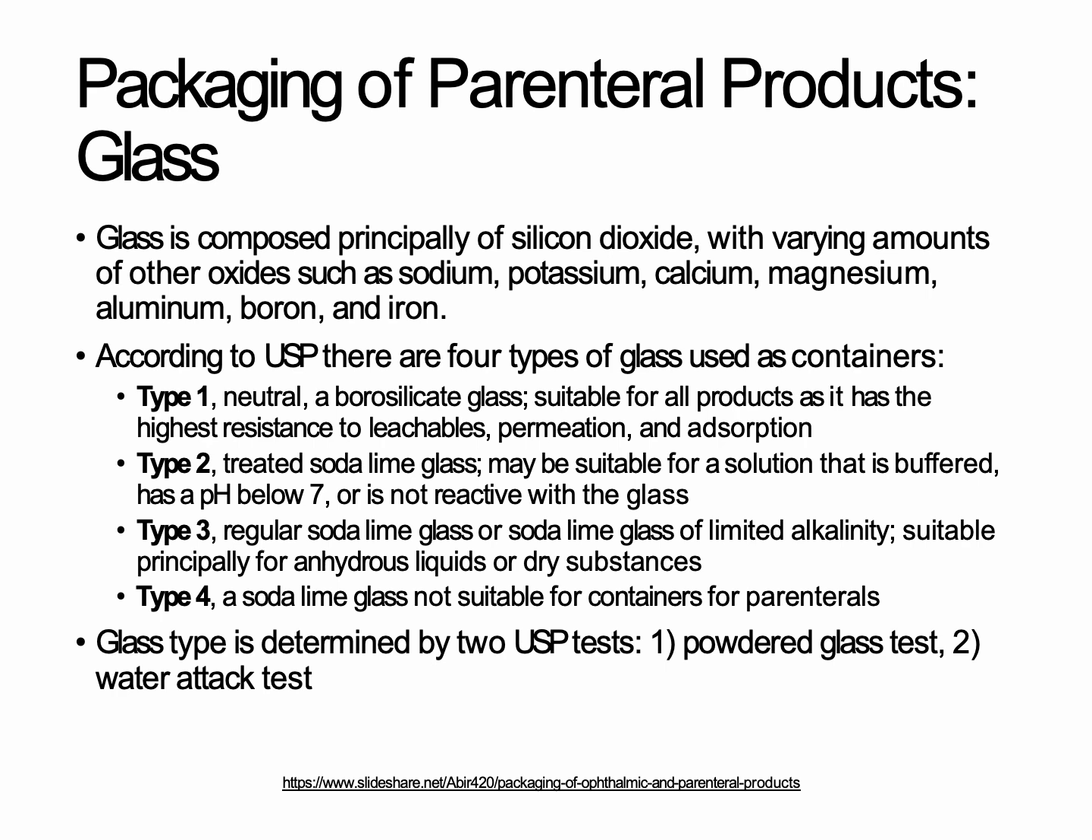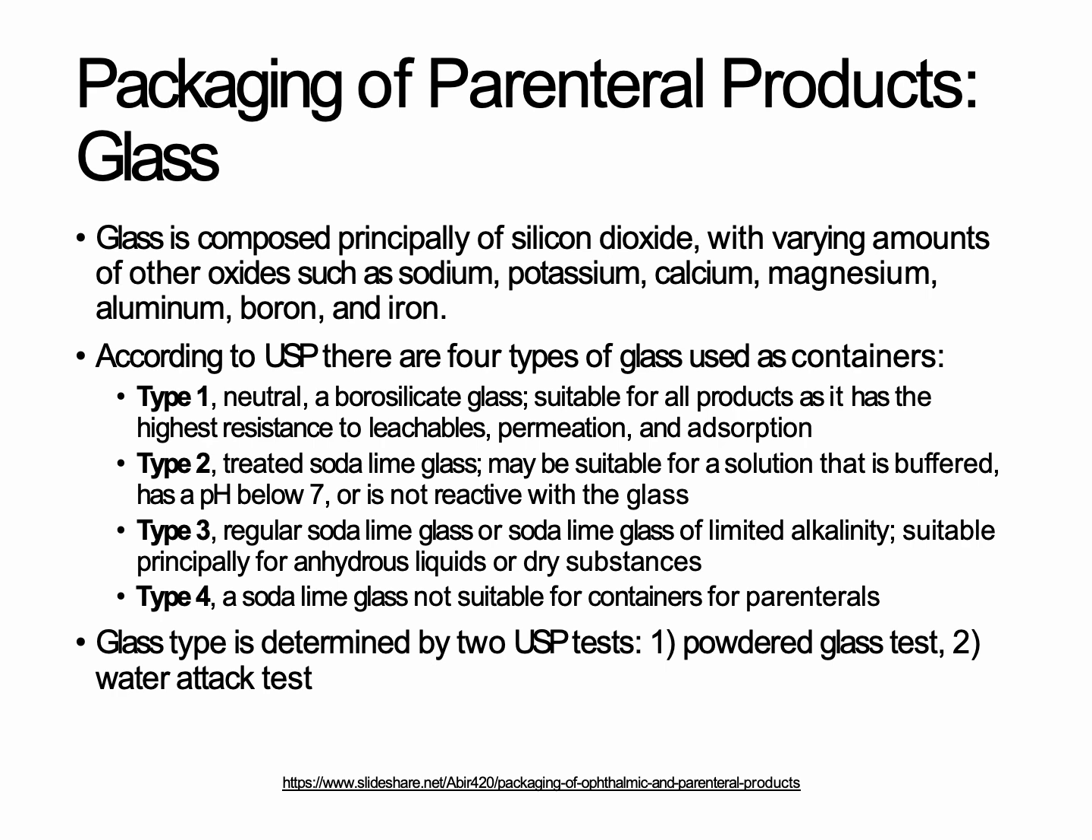So as we can see, type 1 is a neutral borosilicate glass. This is the highest quality glass, offering excellent resistance to leachables, permeation, and adsorption. It is suitable for all types of parenteral formulations, including acidic, neutral, and alkaline solutions. Now, let's go over type 2.